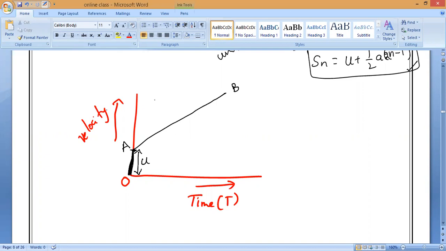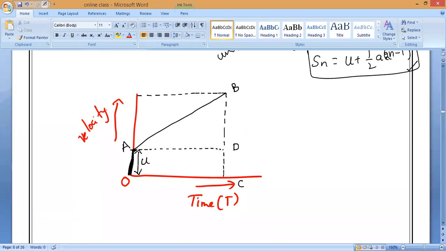Now I want to find the final velocity. How do we find the final velocity, as we studied in the last class? Suppose I want to find the final velocity at this point B. We have to find the slope of the body. Yes or no, guys? Because the body already has initial velocity, this is the slope of the body. Will you accept it or not? Yes, sir.